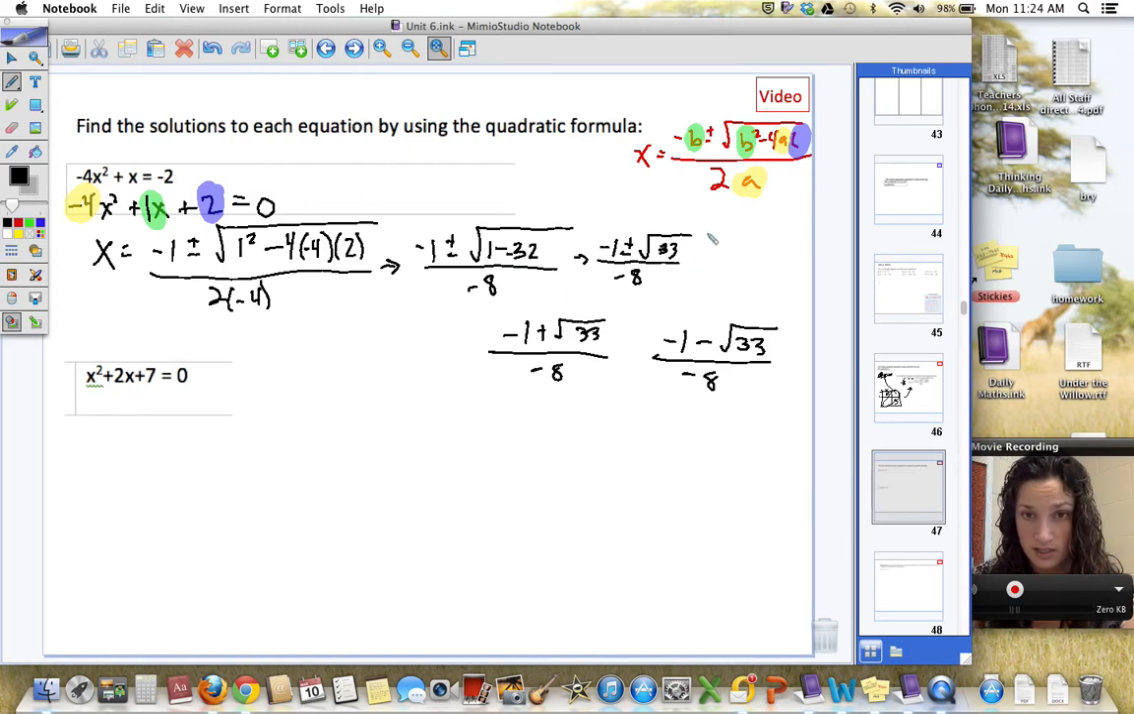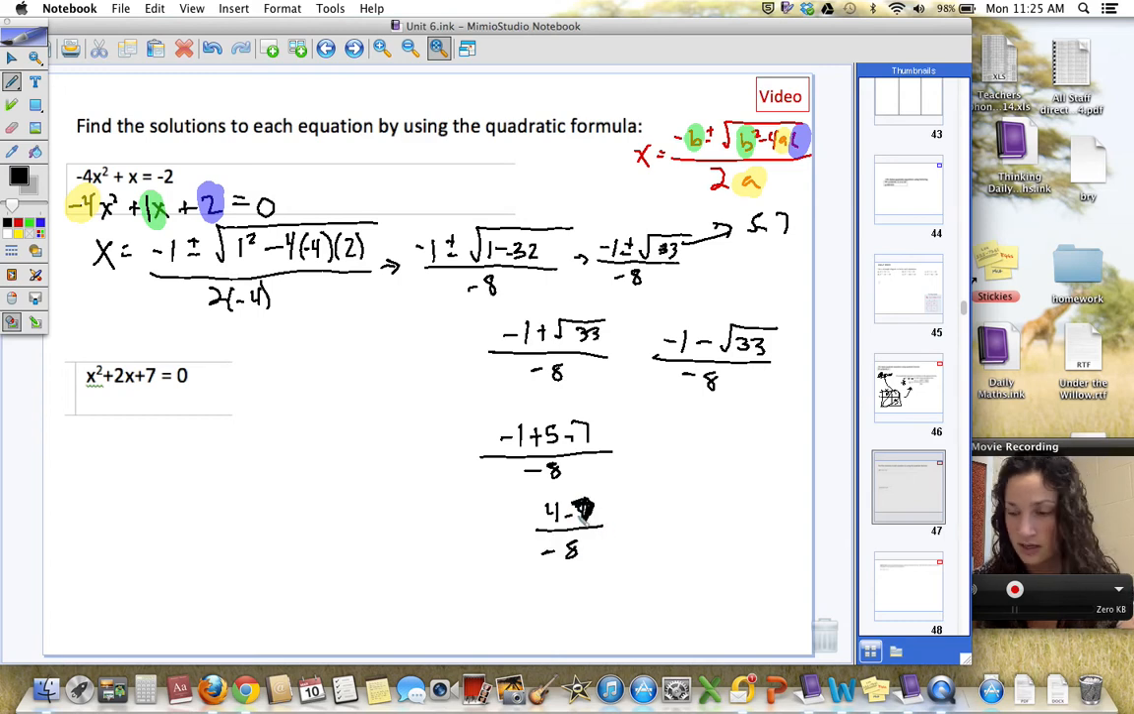So ready? I'm going to just say that this is 5.7. So then I'm going to have negative 1 plus 5.7 divided by negative 8. So this would be 4.7, that's a 4 again. 4.7 divided by negative 8. So 4.7 divided by 8 would be negative 0.59. Or I have negative 1 minus 5.7 all over negative 8. So this would be negative 6.7 all over negative 8.